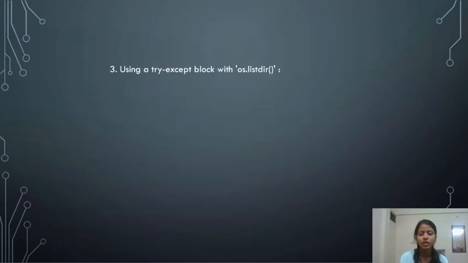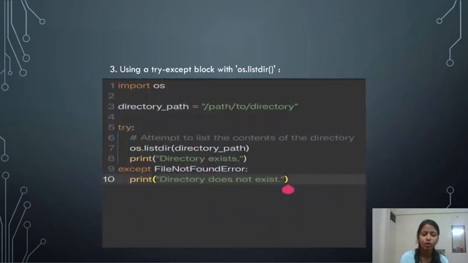Third, using a try-except block with os.listdir. Import os, directory path, path to directory. Try os.listdir(directory path), print directory exists, except FileNotFoundError, print directory does not exist. All of these methods achieve the same result of checking whether a directory exists before performing operations on it. You can choose the method that best fits your coding style and requirements.